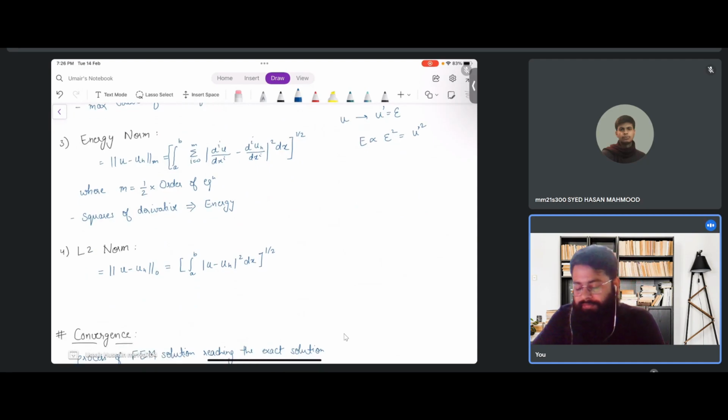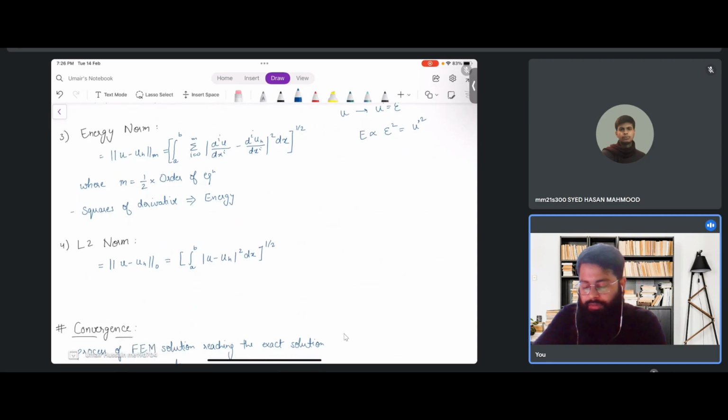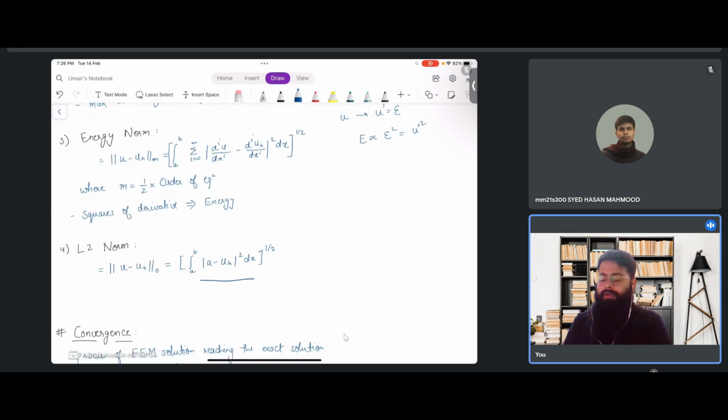So the next thing we have is the L2 norm. The L2 norm is yet another way to define the error, which is defined by this integral expression here. It's basically the difference of the finite element solution and the exact solution, which is squared and integrated over the whole domain. So these are different ways to get some quantitative expression for the error occurring in the whole domain.